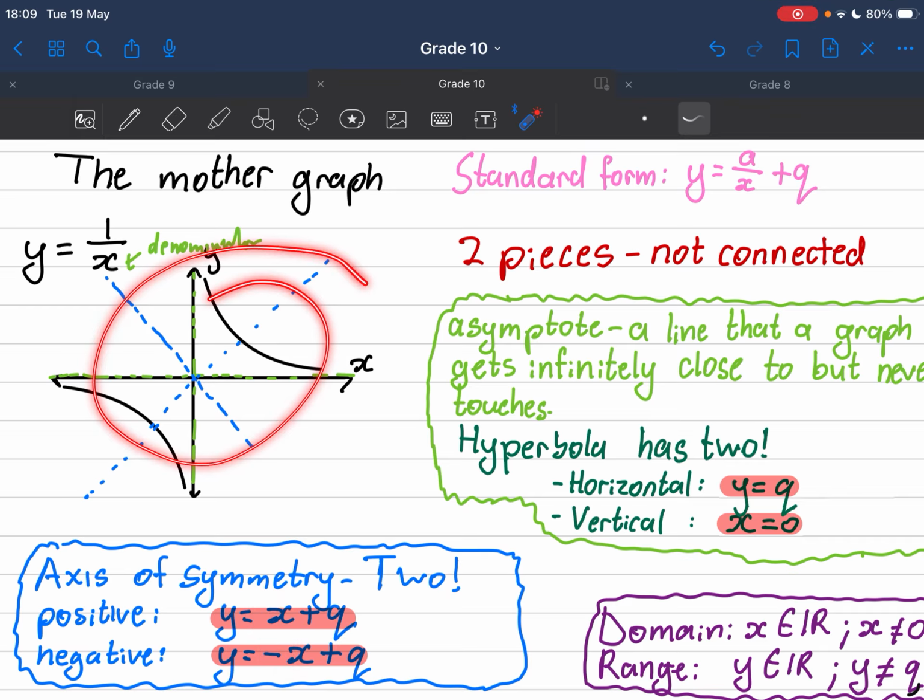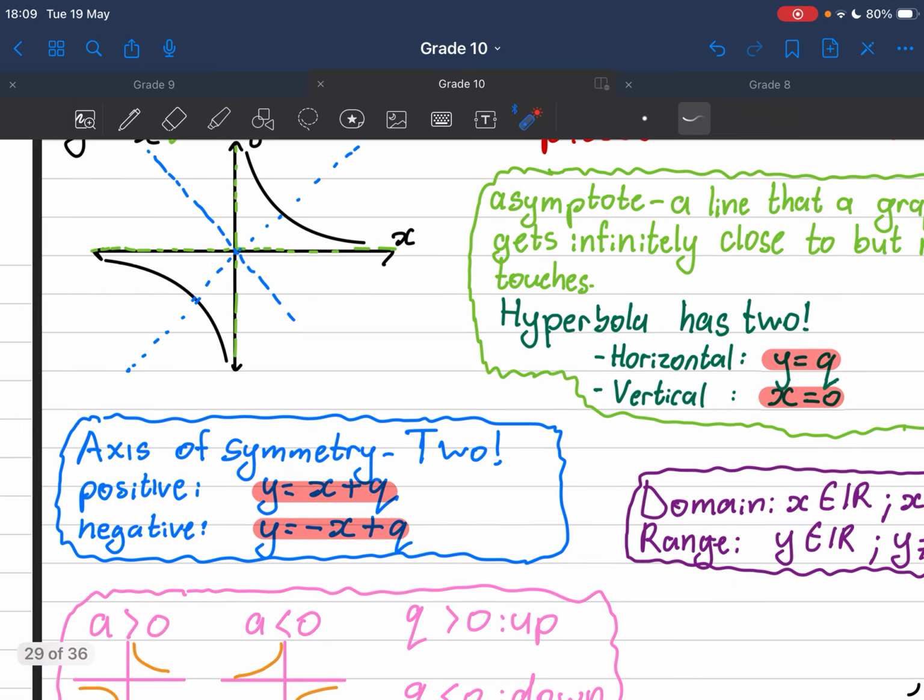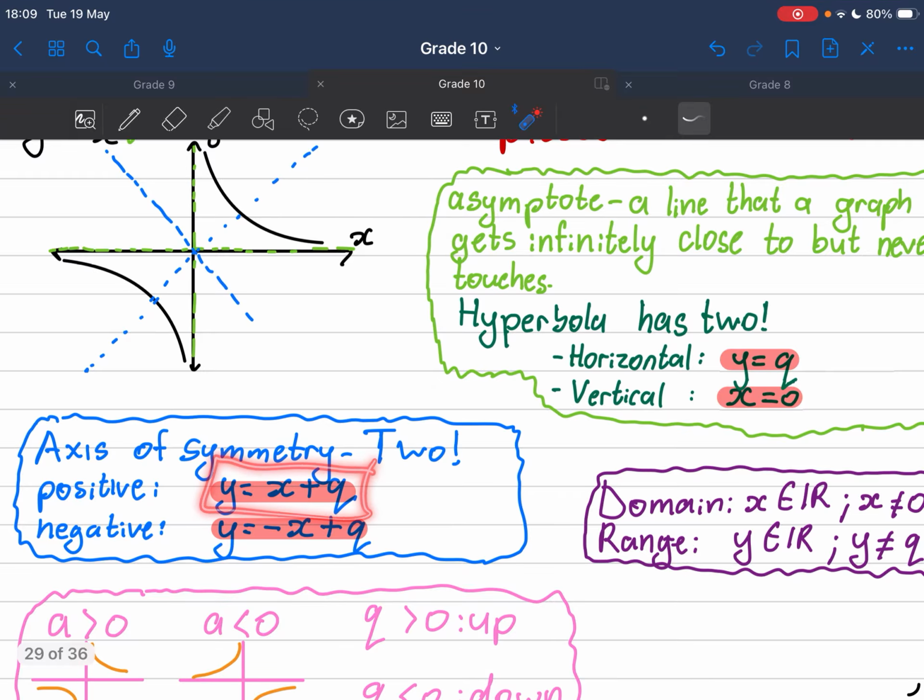So that has to do with your axis of symmetry. If they ask you for your positive axis of symmetry, it's this, and if they ask for negative, it's this.